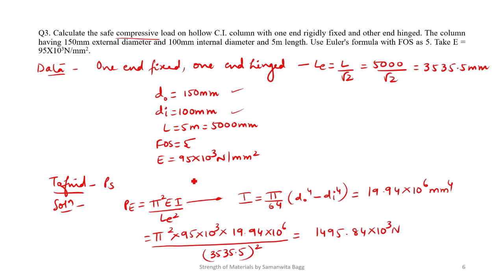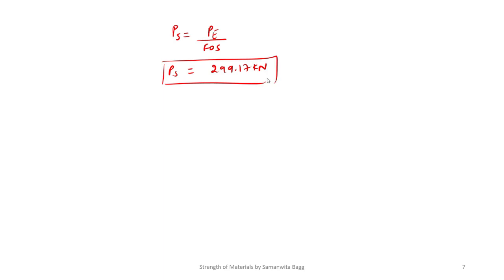Now FOS is given as 5. So PS is PE upon FOS. So this value is 299.17 kilonewton. So this was another easy numerical. We'll take up one last numerical on this topic.